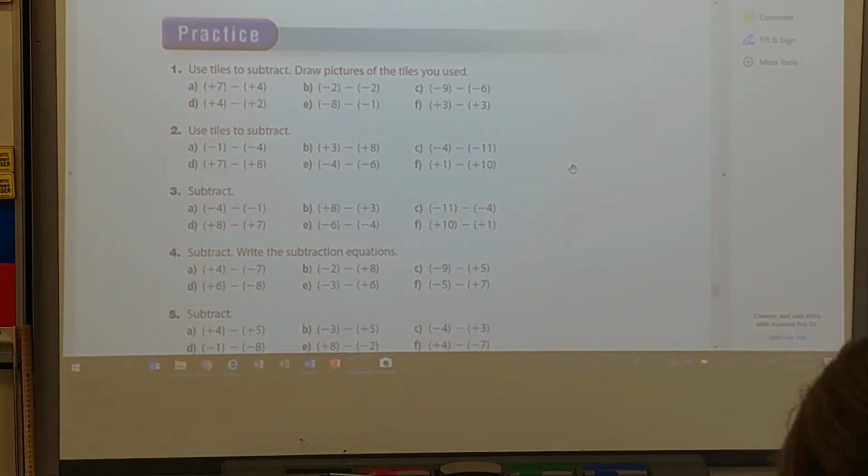minus positive 4. If I've got a number line, and I have positive 7, and I'm minus positive 4, I can do it that way with the number line. But I can also do it this way. 1, 2, 3, 4, 5, 6, 7 tiles, and it says minus positive 4. Well, now I can just take them away. That's easy enough.